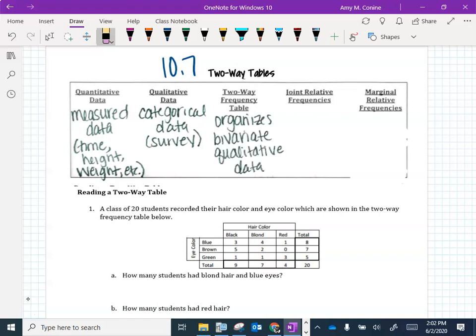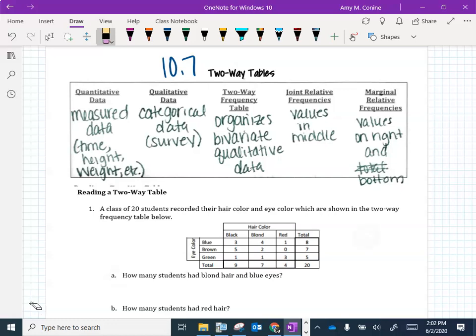A two-way frequency table organizes bivariate qualitative data. So you're going to see that in a second. So qualitative data, things that are categorical, characteristics, and it's just a table that organizes those. So joint relative frequencies are values in the middle, and we'll talk about what that is in example 1. And marginal relative frequencies, again, are values on the right and the bottom. We'll talk about that in example 1 as well.